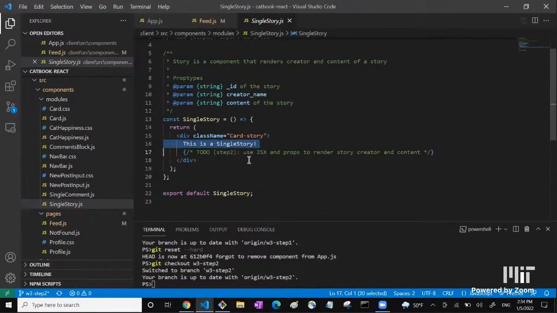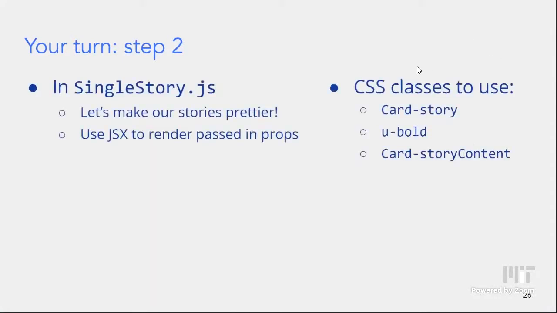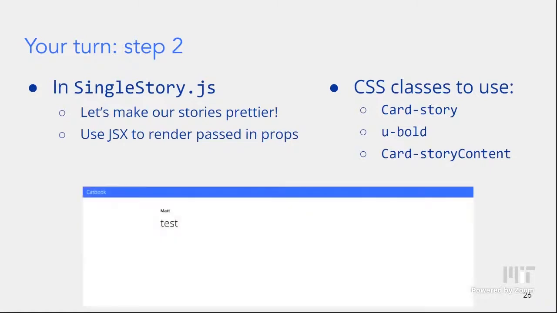So now it's your turn to style up the single stories cards. We have provided several CSS classes for you to use. So it includes card-story, the bold utility class, and the card-story-content. And so if we use these classes, we can hopefully make our single story component prettier, and also include all the information that we need. So in the end, we want it to look something like this.